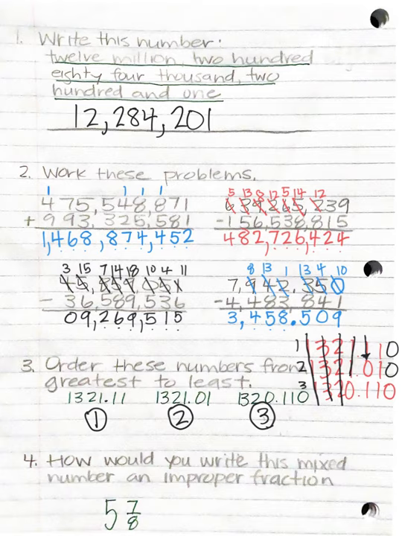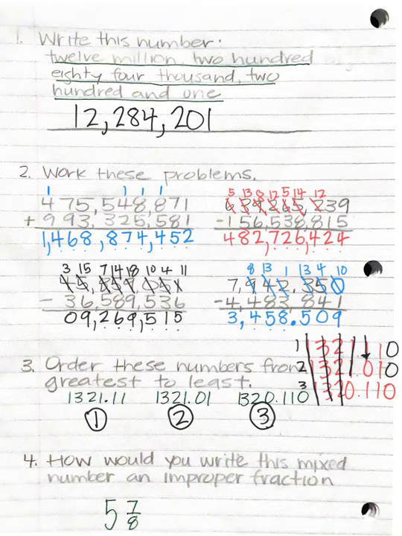So line those place values up, guys, and take a look at those numbers in order to determine which is greatest and least. Number 4, how would you write this mixed number and improper fraction? So here I have 5 and 7/8. 5 and 7/8. What I want to do here is multiply and add.